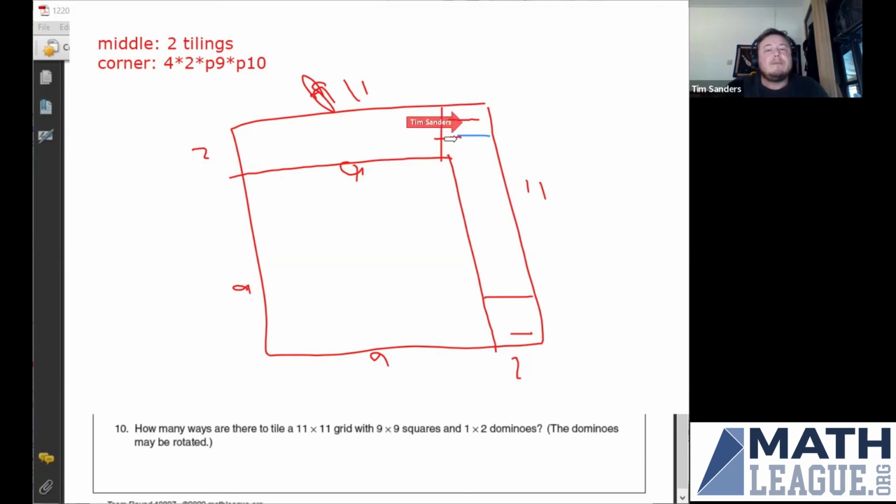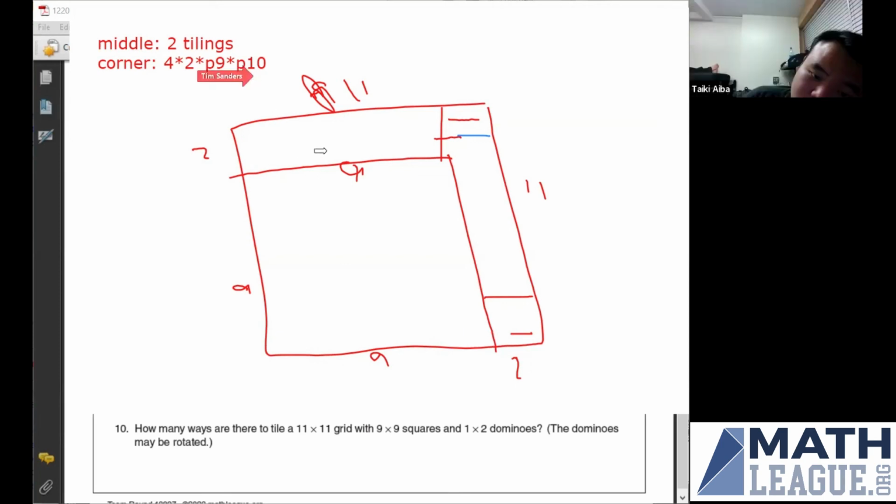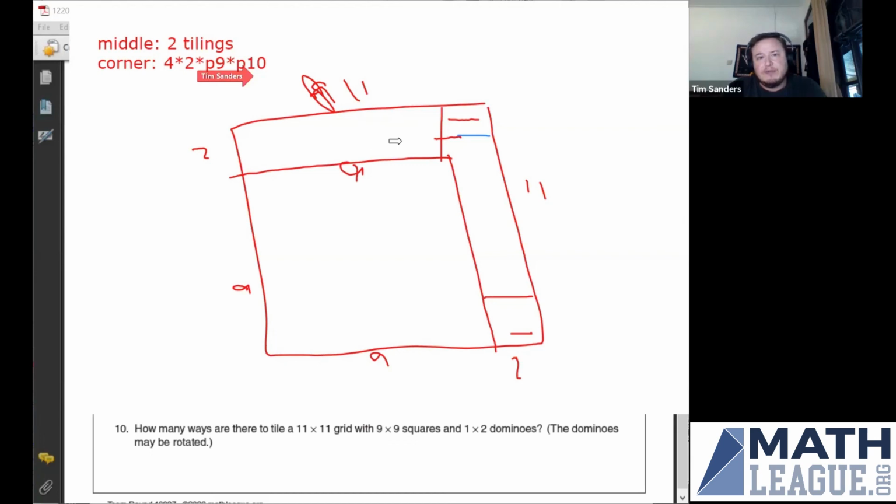And whenever I have that, for each one of the 2x10 arrangements, I'm going to call that number p10. I'm going to have that times the number of 2x9 arrangements. I'm going to call that p. So what we need is a function p of n, based on whatever n is.